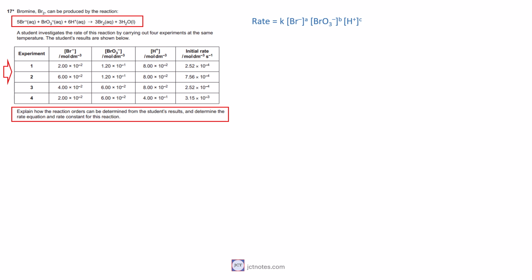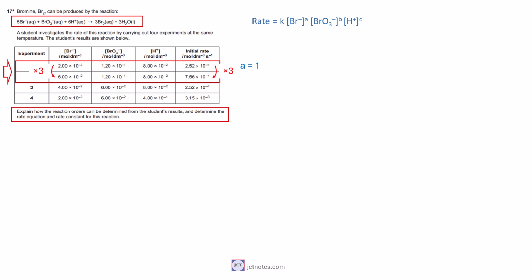By comparing experiment 1 and experiment 2, we see that in experiment 2, the student has trebled the concentration of bromide, while keeping constant the other reactants. The initial rate also trebles, which suggests that the reaction rate is directly proportional to bromide. This means the reaction order with respect to bromide is 1.